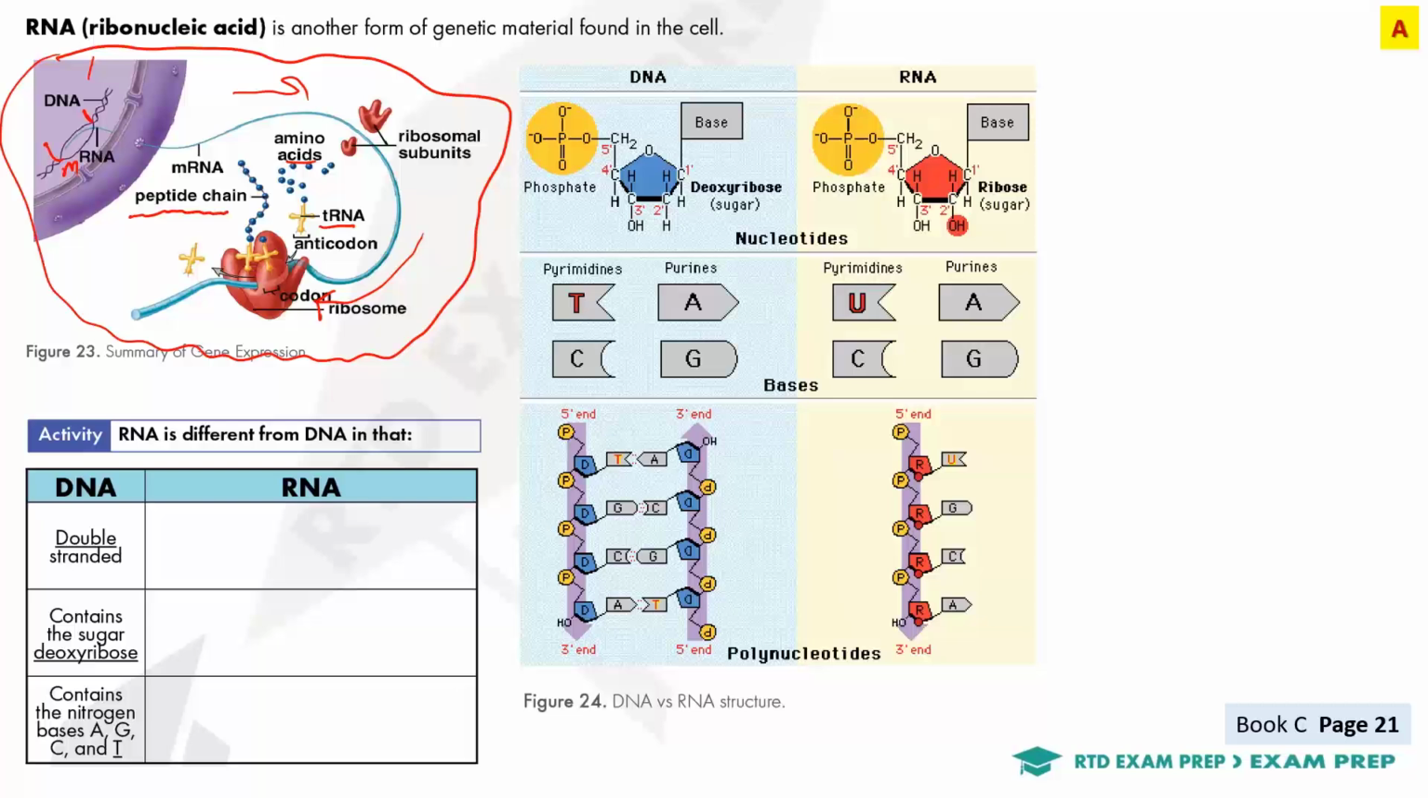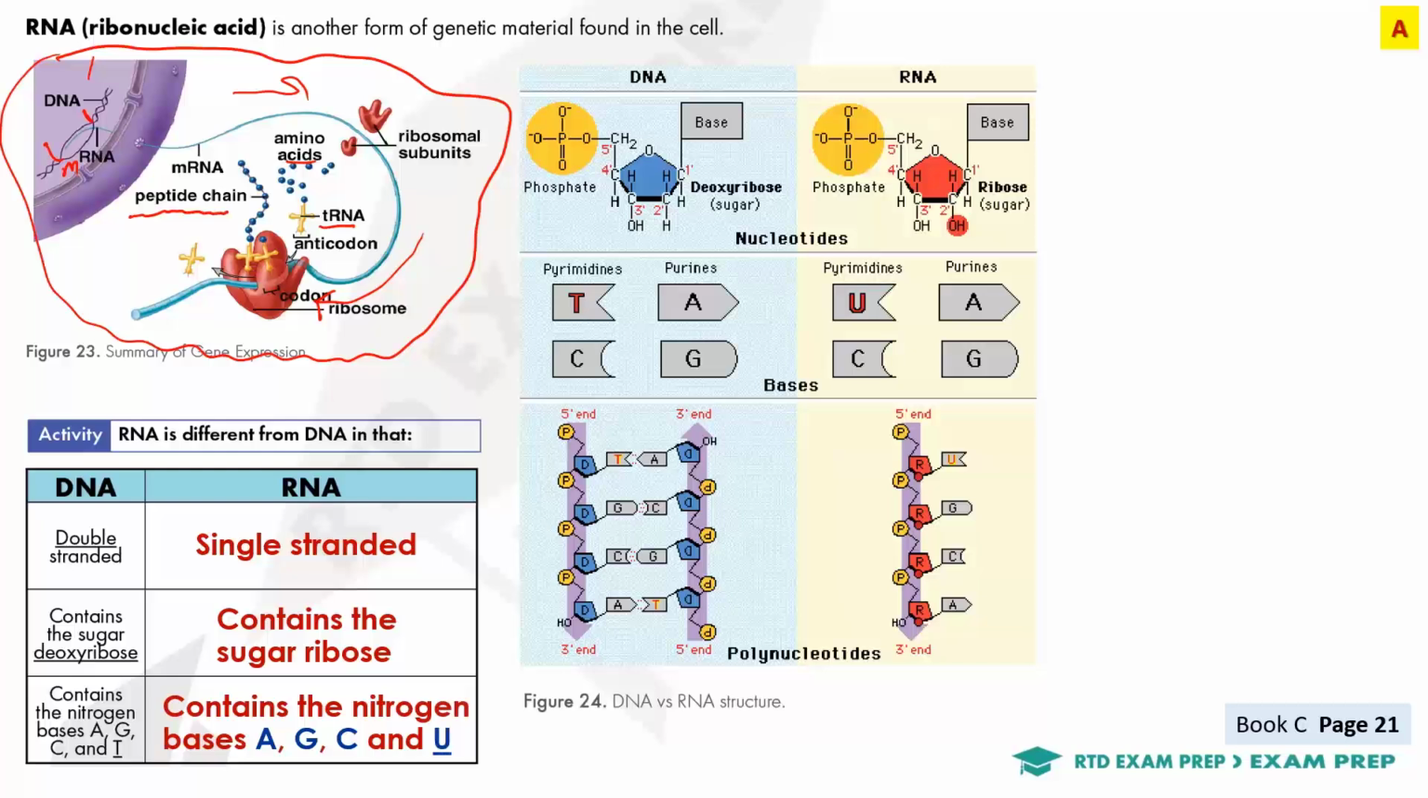Quick activity at the bottom. How is RNA different than DNA? Put me on pause. And then, when you're ready, let's do it together. Whereas DNA is double-stranded, RNA is single-stranded. DNA has deoxyribose, RNA has a sugar called ribose. DNA has A, G, C, T, and in RNA, there is no T. It is being replaced by U for uracil.